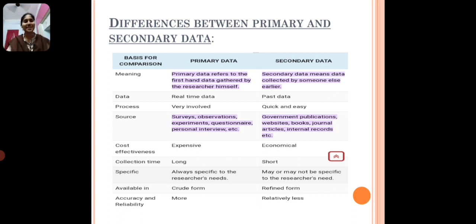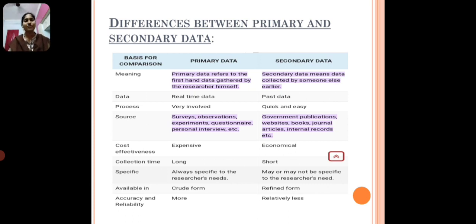So the collection time. It takes a long time to collect the primary data, as the researcher has to go to everyone and collect every small detail. They have to collect the data from every person, or from a lot of people. It takes a long time in order to collect it. Whereas secondary data takes a short time, as it is already collected by some other person and we are taking it from the source, right?